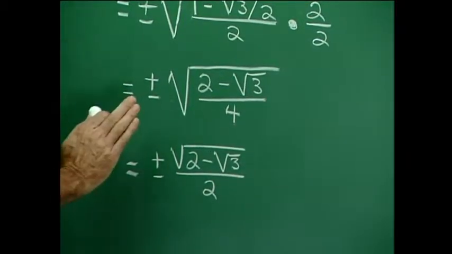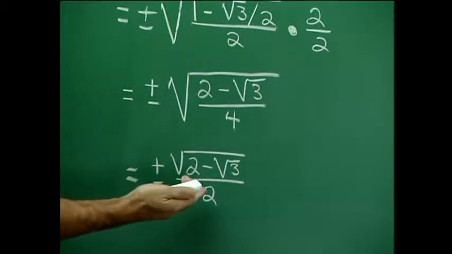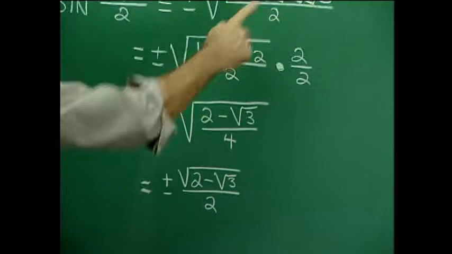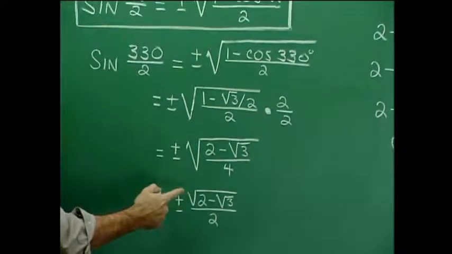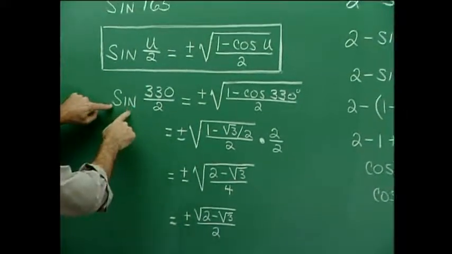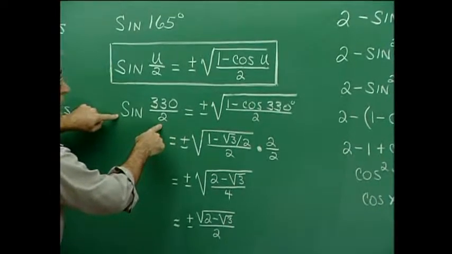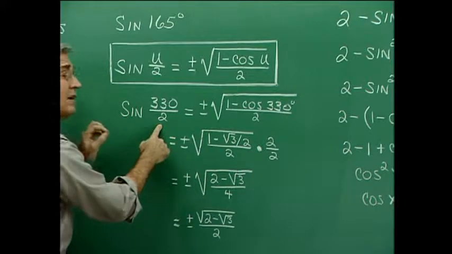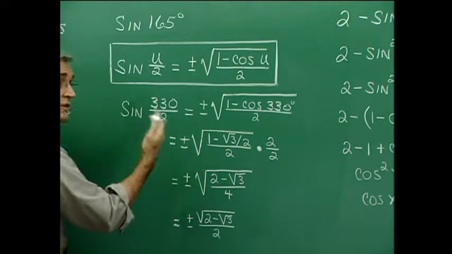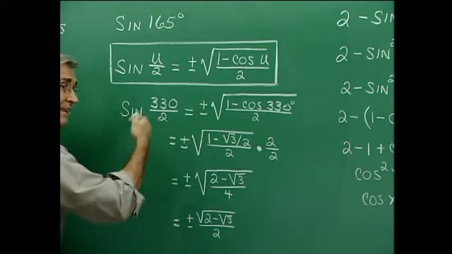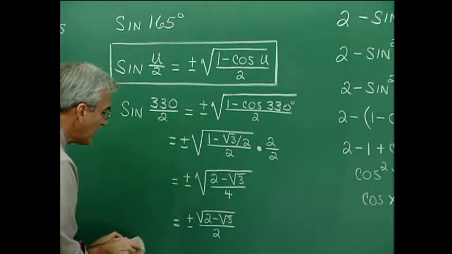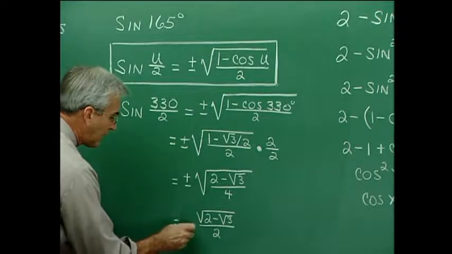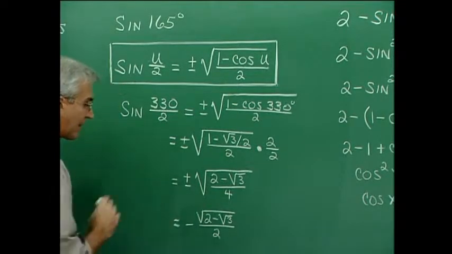Now, although we used an angle of 330 degrees within this problem, that's not the one that we're trying to find the sine of. We're trying to find the sine of 330 degrees over 2. That is, the sine of 165 degrees. And an angle of 165 degrees falls into the second quadrant, and the sine of an angle in the second quadrant is negative. So we would be choosing then the negative value here. So it's the negative of that fraction.